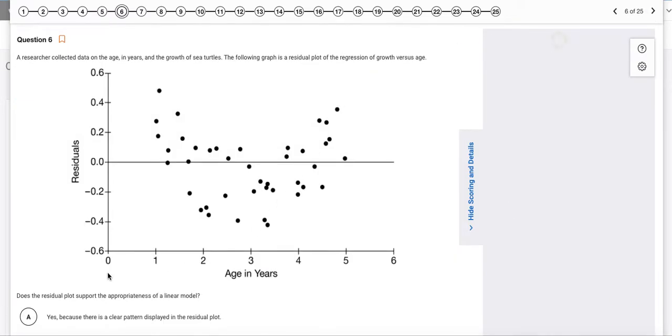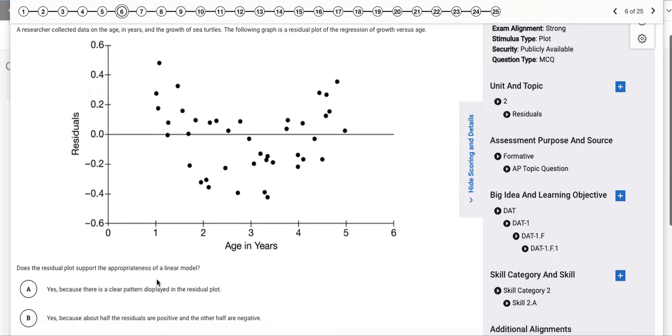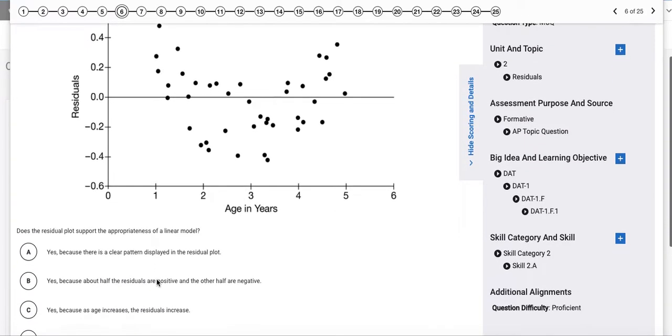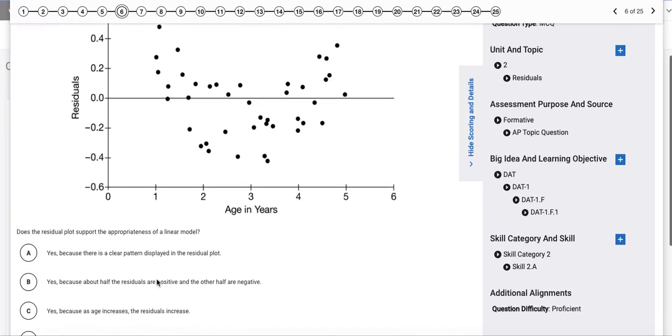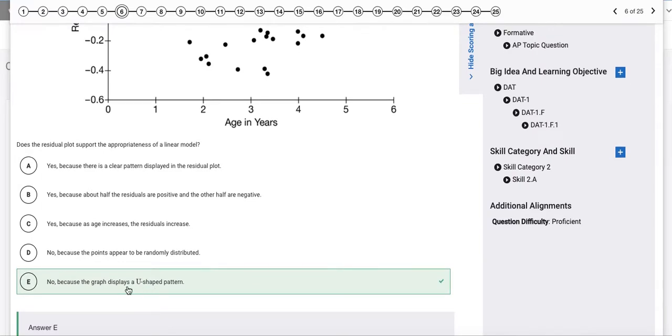Okay. Number 6, residual plots. You remember this from your calculator? It'd be a good idea to review how to make residual plots on your calculator as well. You cannot have a curve, right? If there's a pattern in here, no, it's not appropriate for a linear model.